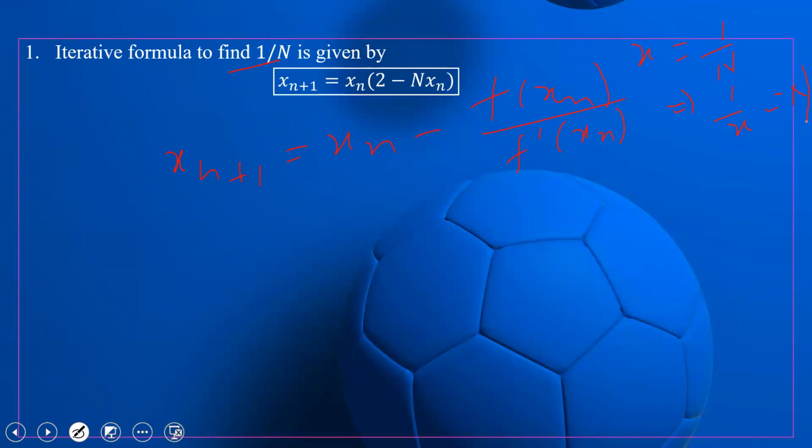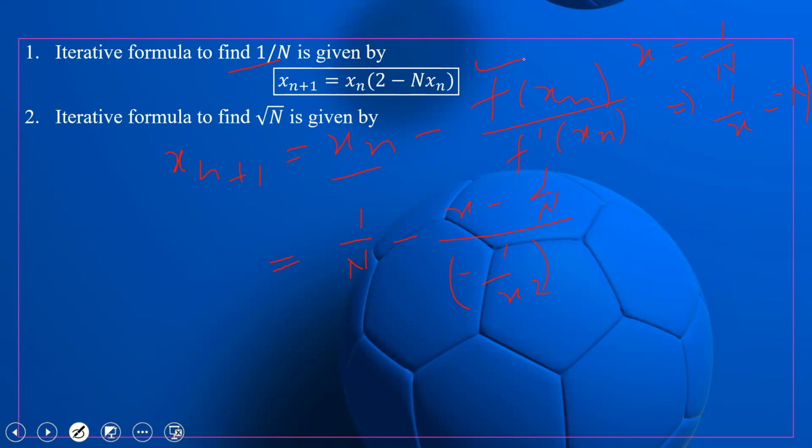So what is the answer? xn plus 1 is equal to xn minus f of xn, which is 1 upon xn minus n, divided by f dash of xn, which is minus 1 upon x square. If we simplify it, what do we get? We get this formula. Correct?